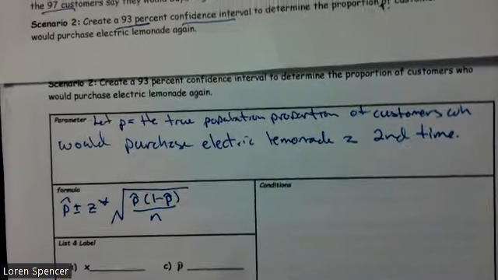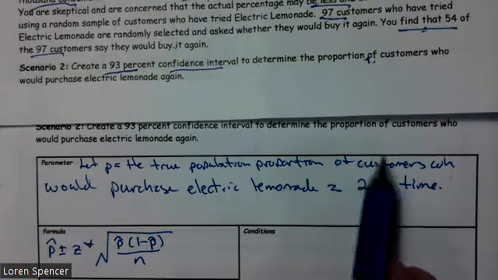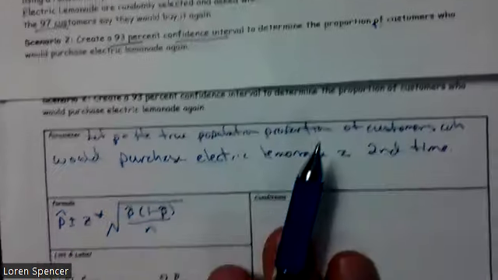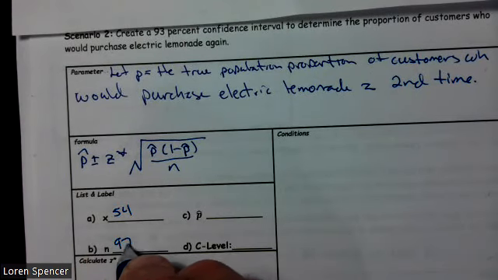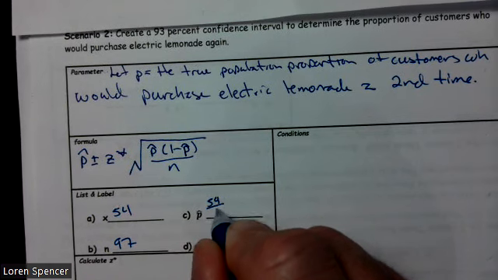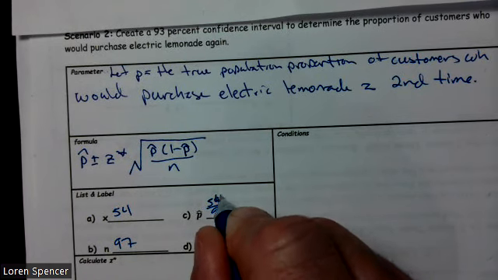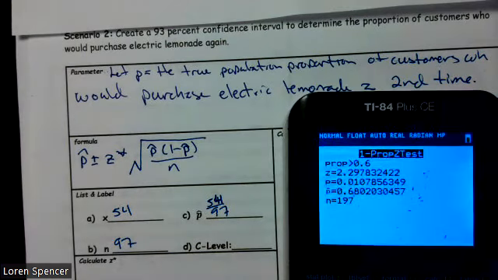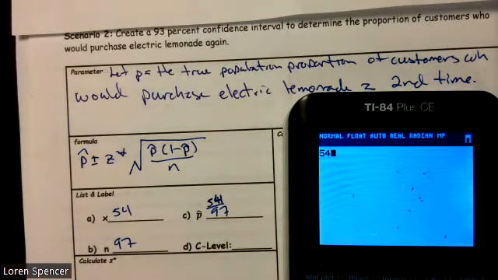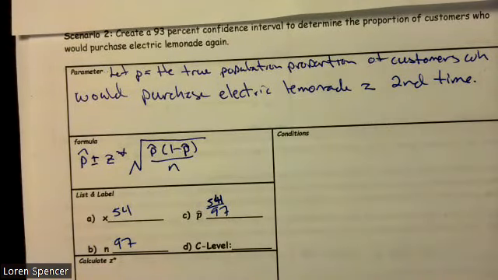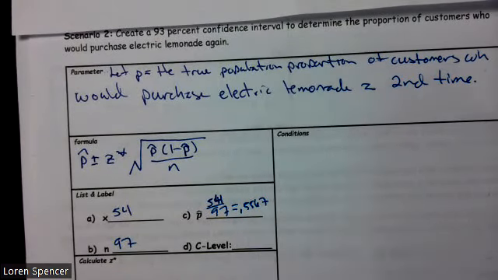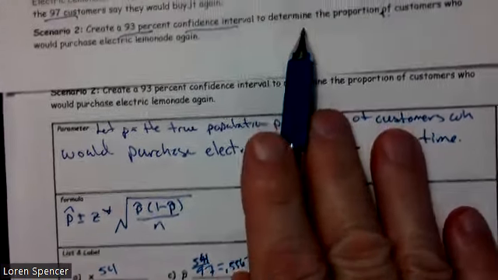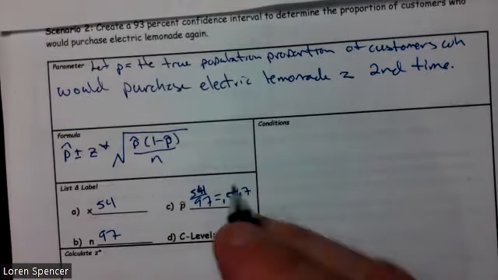All right. Well, how many people said they'd buy it again? Well, 54 out of 97. So let's go ahead and figure out what that percentage is. 54 divided by 97 gives me 0.5567. And we said we wanted a confidence level of 93%. So that's my C level.